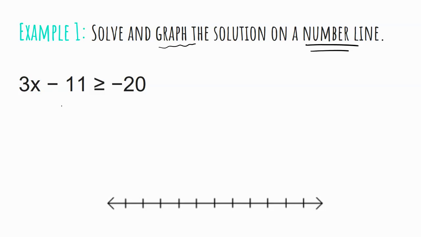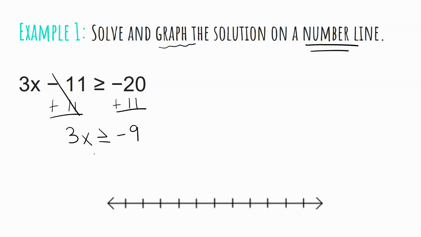So what we're going to do first is, since I see subtraction here, I'm going to do the opposite of subtraction, which is addition. So I'm going to add 11 to both sides. So when I do that, the negative 11 and positive 11 are going to cancel each other out. And then on the left-hand side, I'll be left with 3x. My sign isn't going to change because I didn't divide or multiply by a negative. And then negative 20 plus 11 is negative 9.